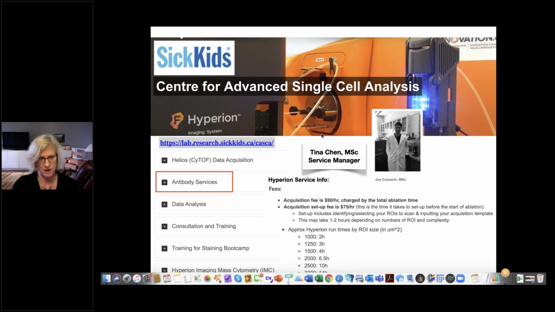So with that said, back to the antibodies. Again, we can tag any antibodies for you if you can get them purified, or you can buy them pre-tagged from Fluidigm.